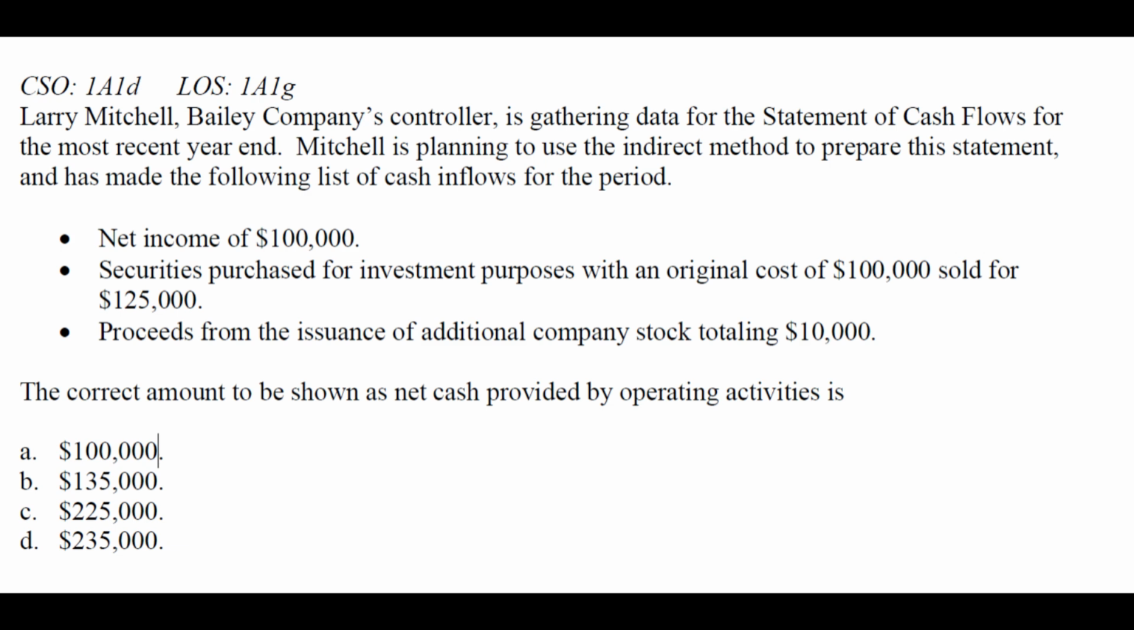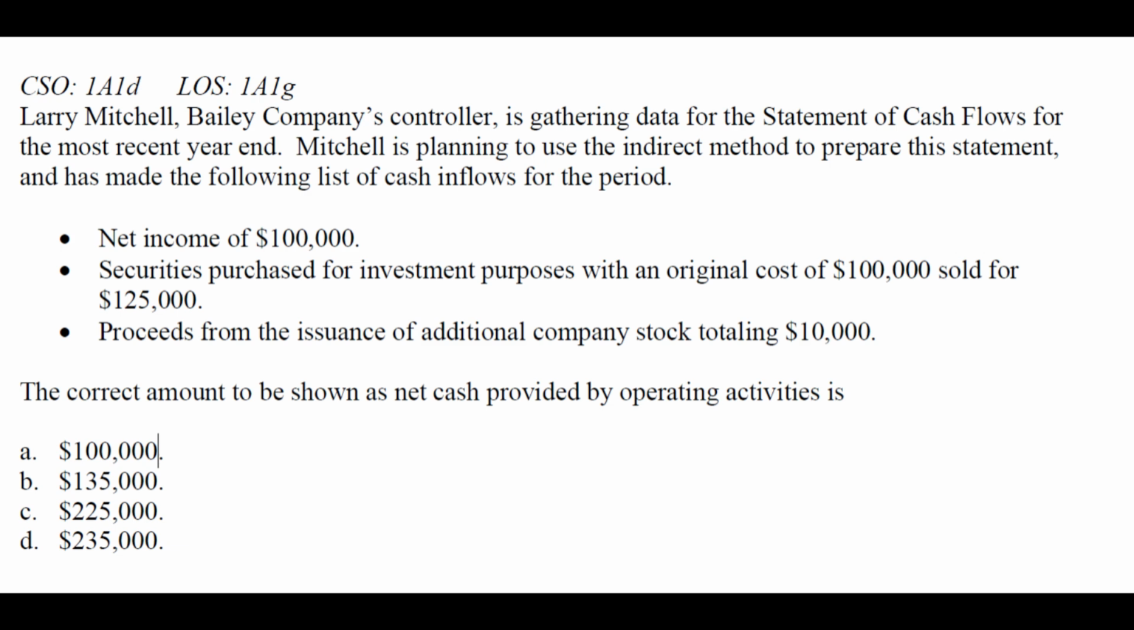D. $235,000. Incorrect. This incorrectly combines net income with both investing and financing cash inflows. Correct answer. A. $100,000. Exam tip. Under the indirect method, operating activities begin with net income and adjust for non-cash items and working capital changes.